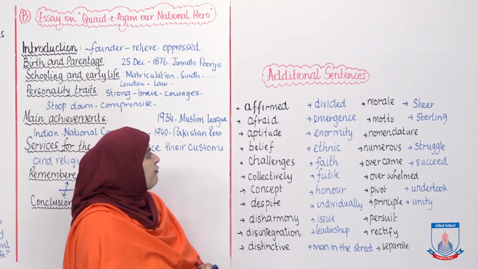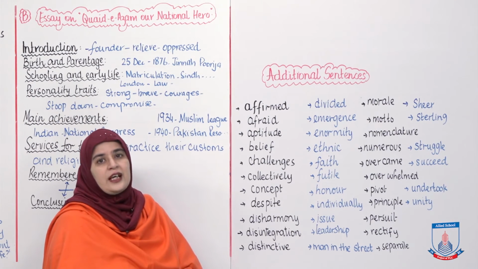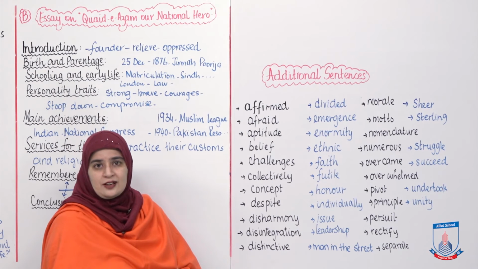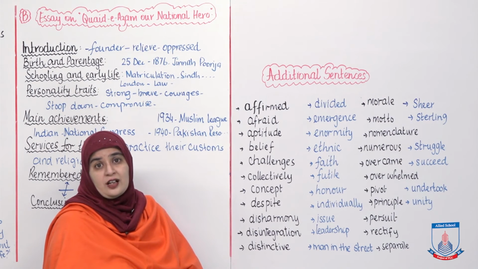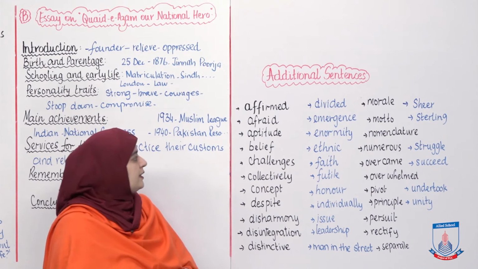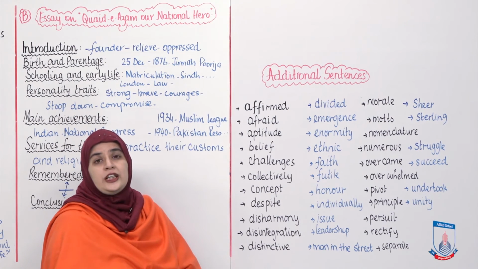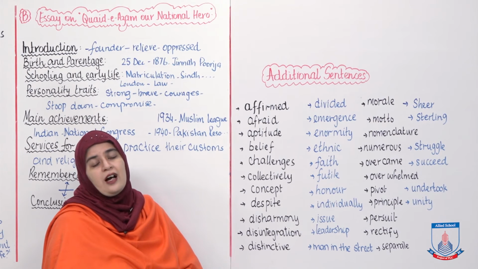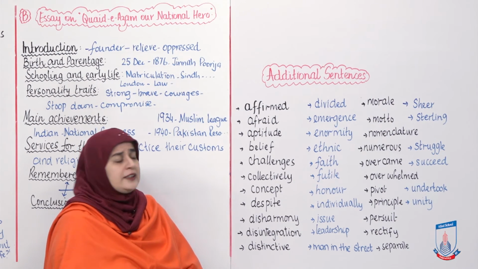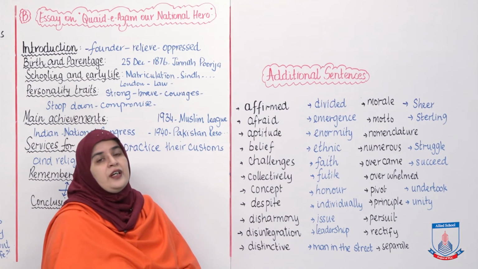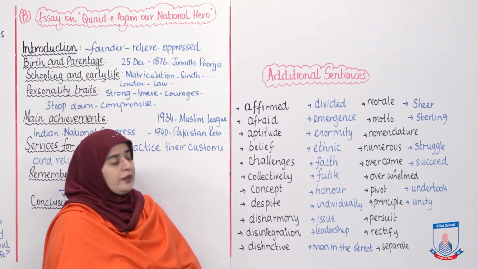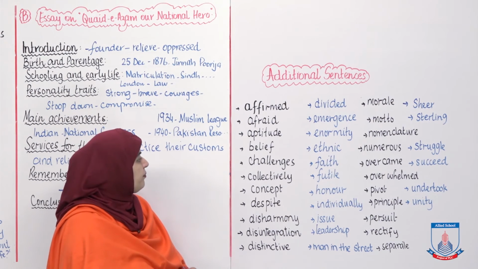Right? Affirmed: he affirmed that he is going to participate in the race. Afraid: I am afraid of the dark, so I don't go out at night. Aptitude: she has an aptitude towards art and she draws specific sceneries. Belief: as a Muslim, our belief is the first fundamental part of our religion.